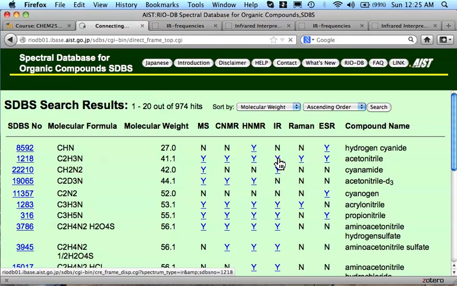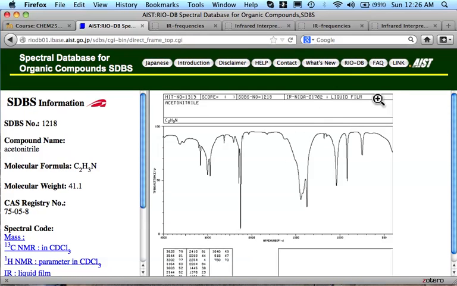Let's see what its IR looks like. So I'll click on it. I'll look up here. I can see it's thin film, so that's a good one for us to look at. And wow, look at that big C triple bond N guy there. Okay, so I say, wow, that's interesting. There's 2 peaks. I wonder if that's common.